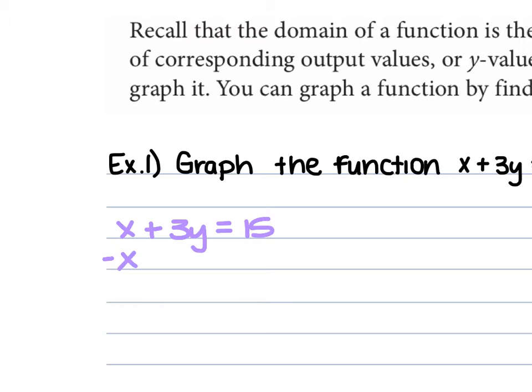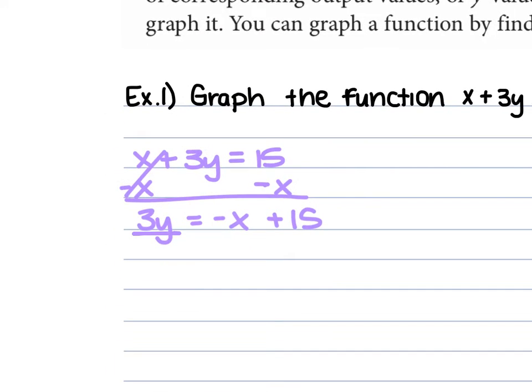So we're going to move the x over by subtracting it. We get 3y is equal to negative x plus 15. And then we're going to divide each side by 3 to get y is equal to negative 1/3 x plus 5. So this is what we're going to be using in our function table for our function rule.